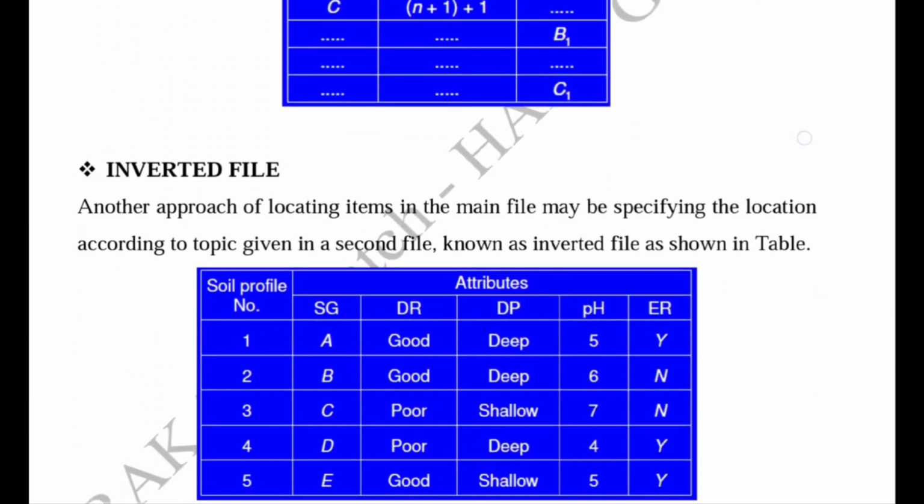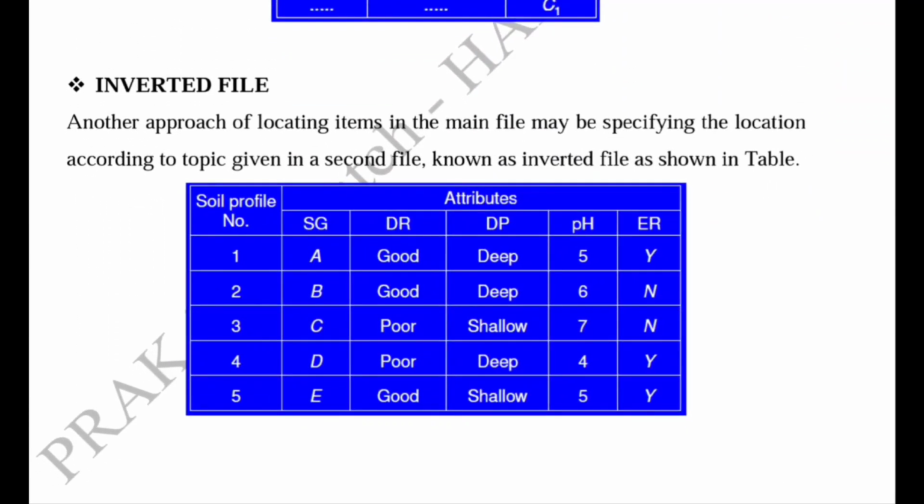Now the second one is the inverted file. In this approach, the specific entity or feature is stored in tabular form on the basis of its characteristics or attributes. As we have studied, many attribute data can be linked to a single entity.